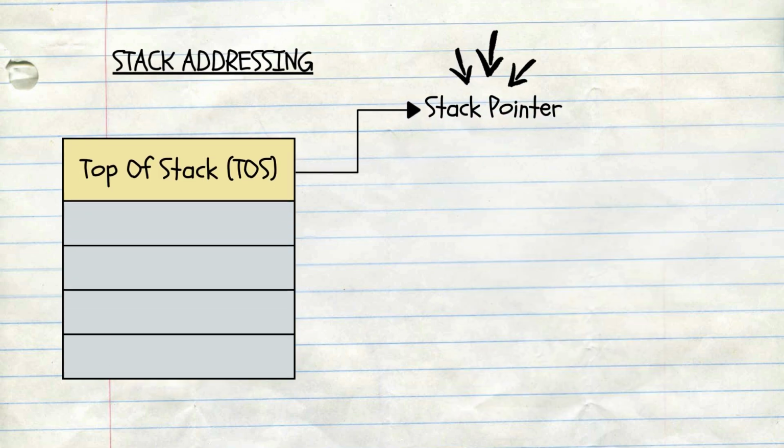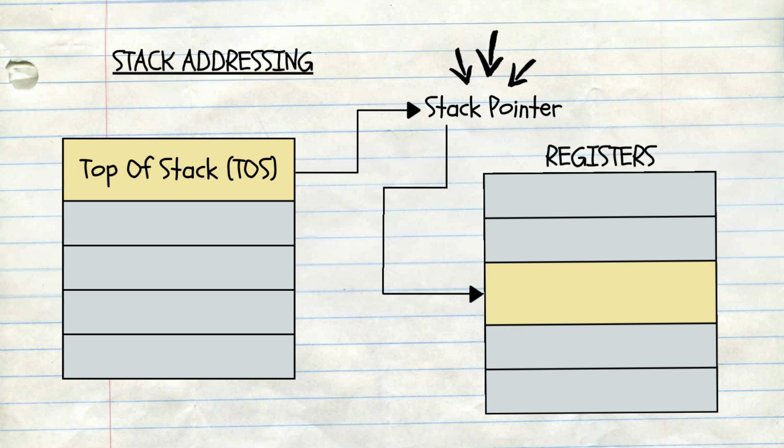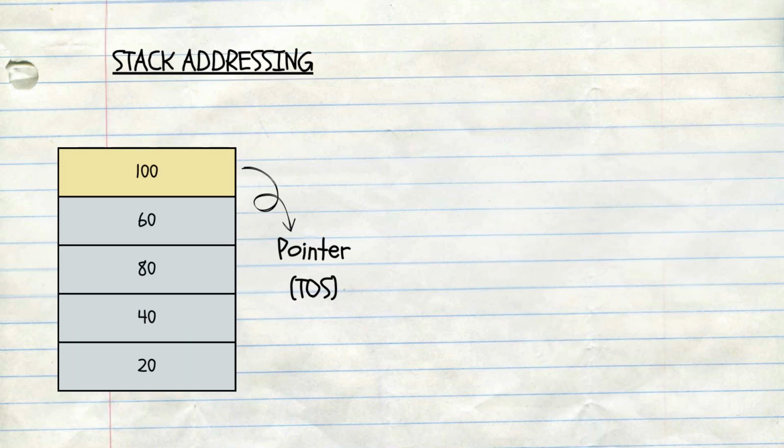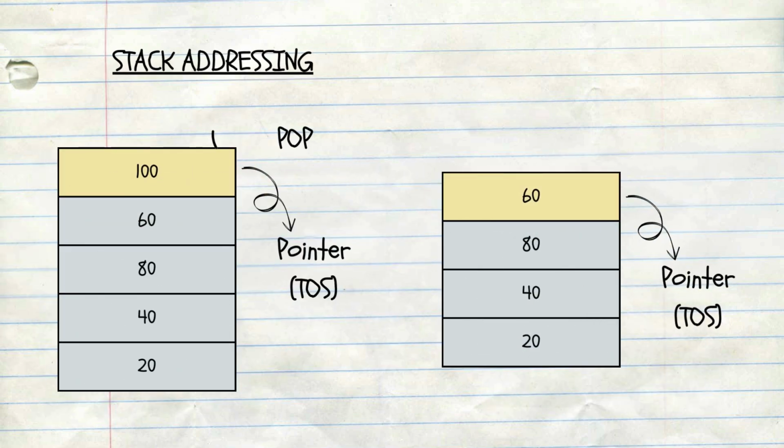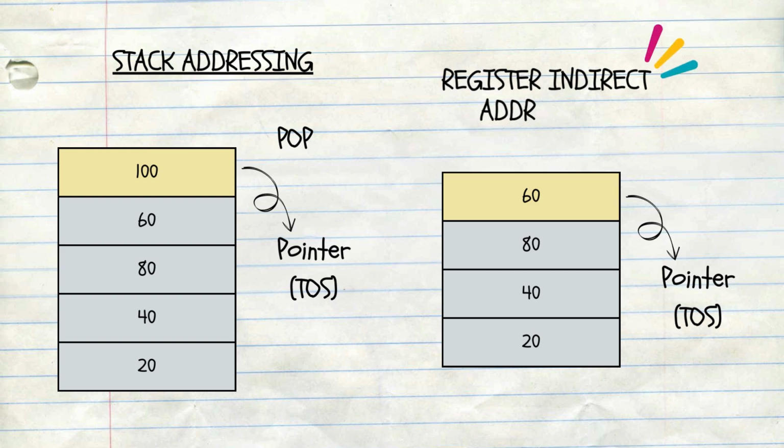To manage this, a stack pointer is used. This pointer, stored in a register, keeps track of the address of the top of the stack. As items are pushed or popped, the pointer adjusts automatically. Because of this setup, stack addressing is a type of register indirect addressing, where the stack pointer indirectly points to memory locations.